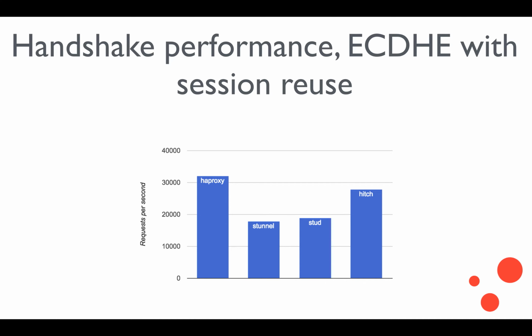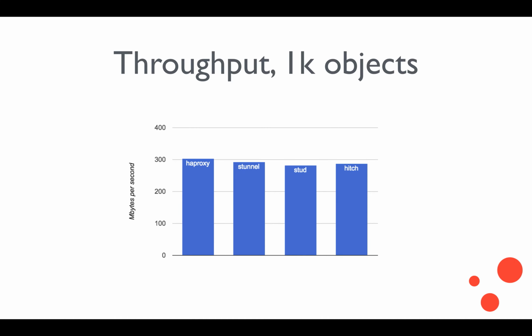So we see Hitch is a little under 30,000 handshakes per second in this setup. Not quite up there with HAProxy, but pretty close. So we did a test for throughput. The numbers here are in megabytes per second, and we can see Hitch is close to 300 megabytes per second. So it's holding up pretty well with other products out there.